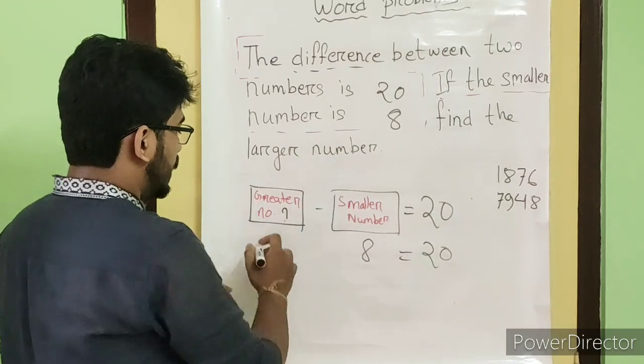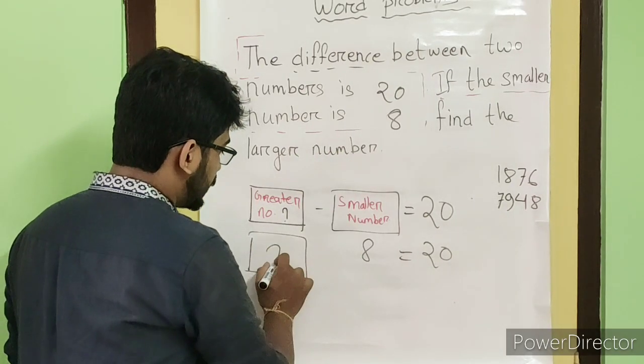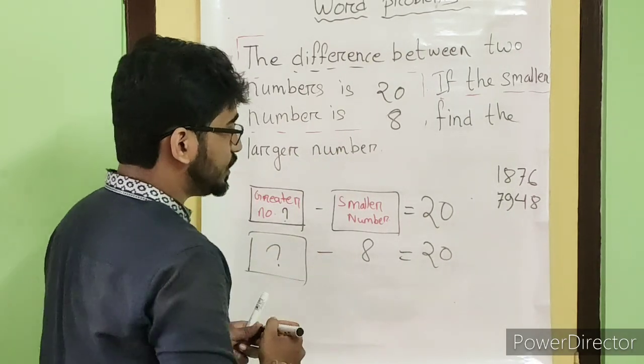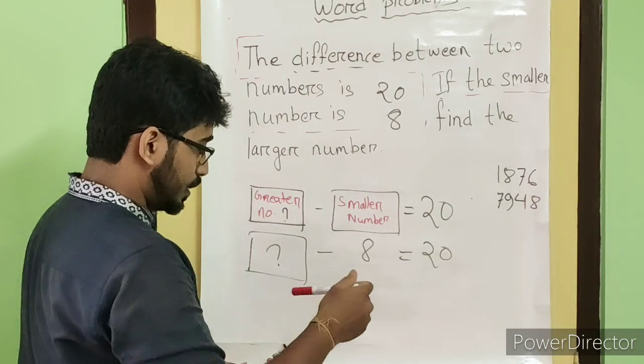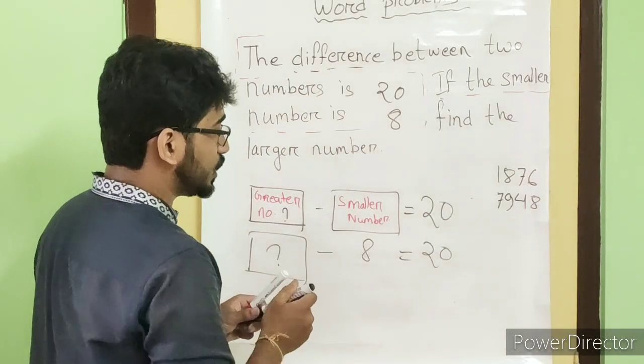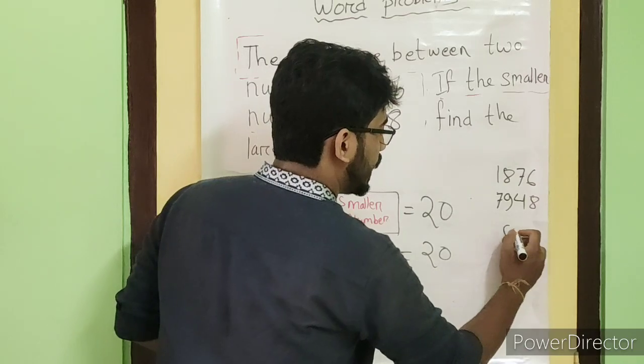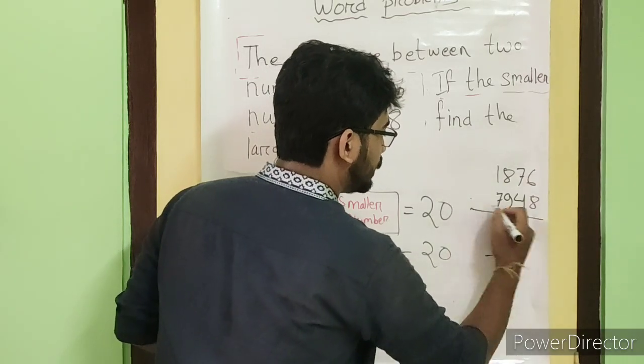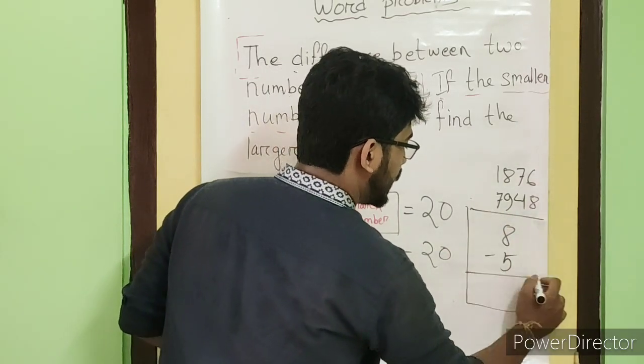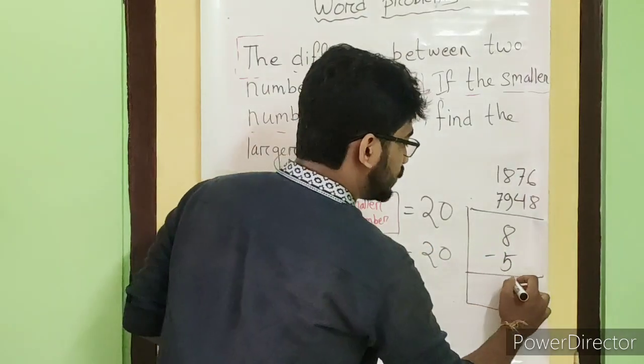Find the larger number. Then what will be the larger number here? So how to find it? দেখো, আরো ছোট যদি করে দিই অঙ্কটাকে, 8 minus 5 equals to how much?